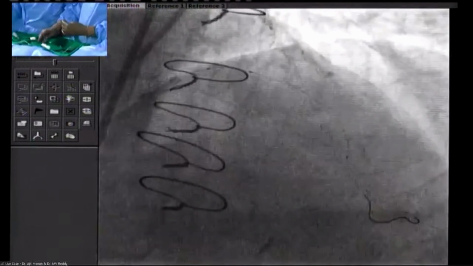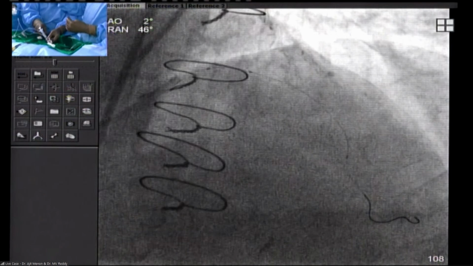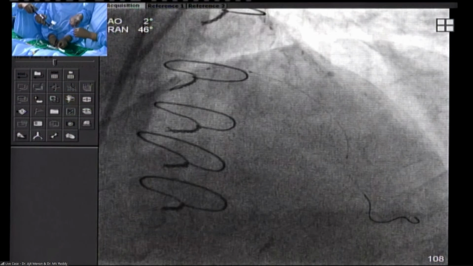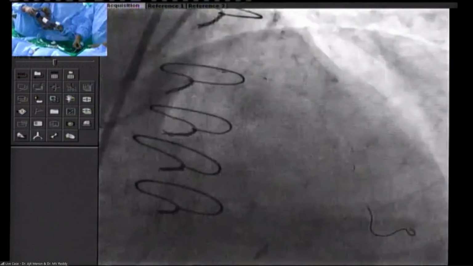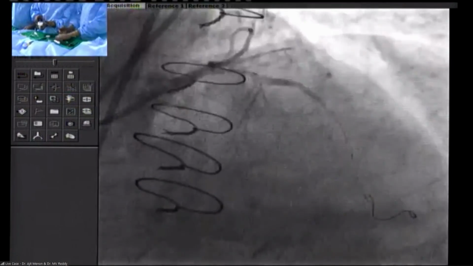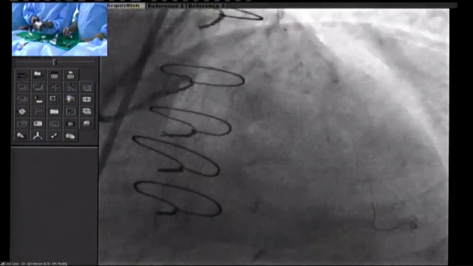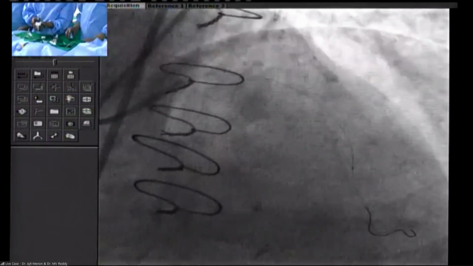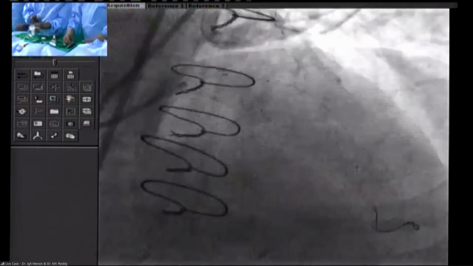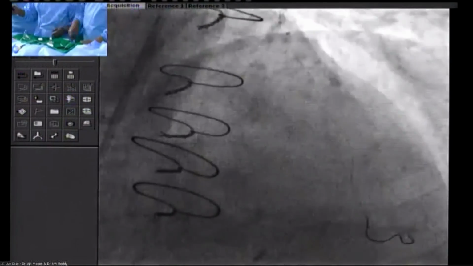At the moment, the blood pressure is about 180 systolic. The ECG is quite stable. Okay, go. Get me a new balloon, please. There's something wrong with this balloon. Give me a balloon. Okay, sir.